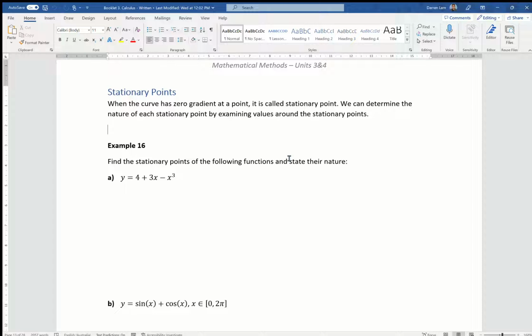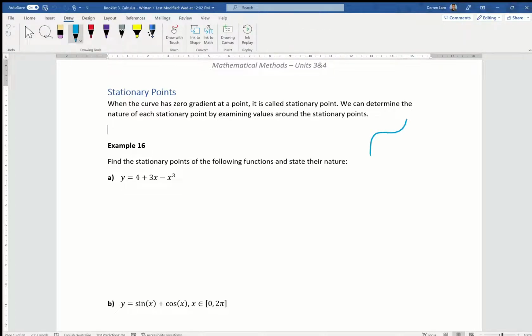If your stationary point looks like this, of course that is a stationary point of inflection. There is a gradient of zero at some stage. However, a point of inflection can look like this, in which case that is not a stationary point of inflection, and it is something that can come up on your calculator. We can determine each stationary point by examining values around the stationary point itself.